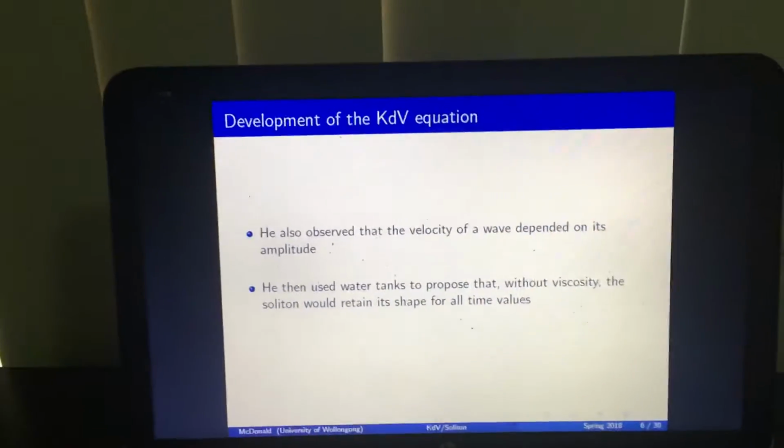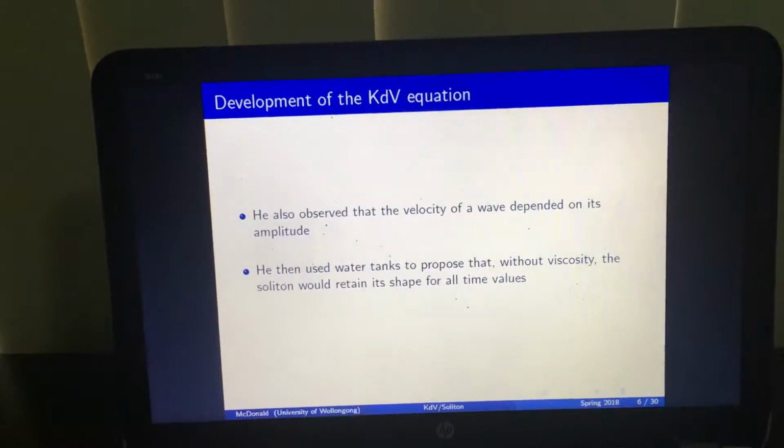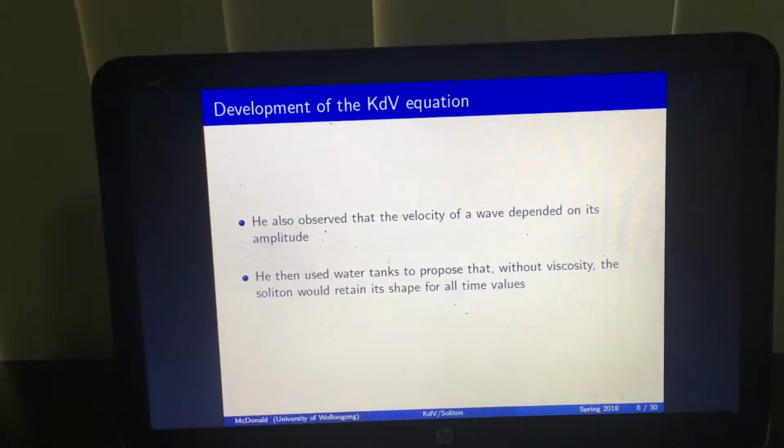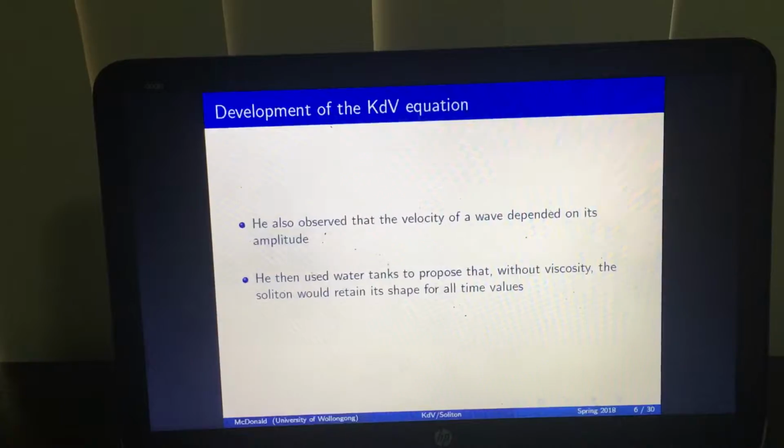And what he found was that the velocity of the waves depended on its amplitude. And then he came up with a proposal that without viscosity, the soliton would retain its shape for all time values.